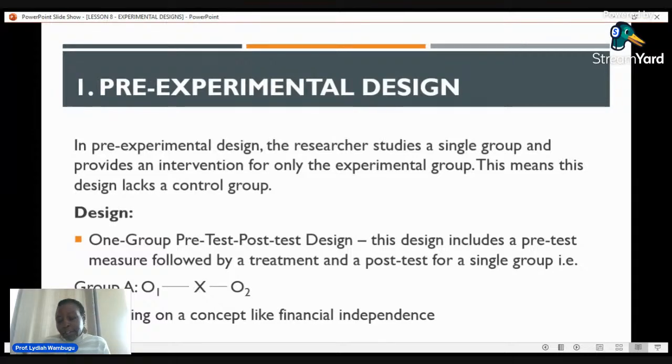Then they gave you the intervention, which is training, and then they do a post-test so that they know whether there has been a change. So that is the one that is called a pre-experimental, because it lacks a control group. It lacks a control group.